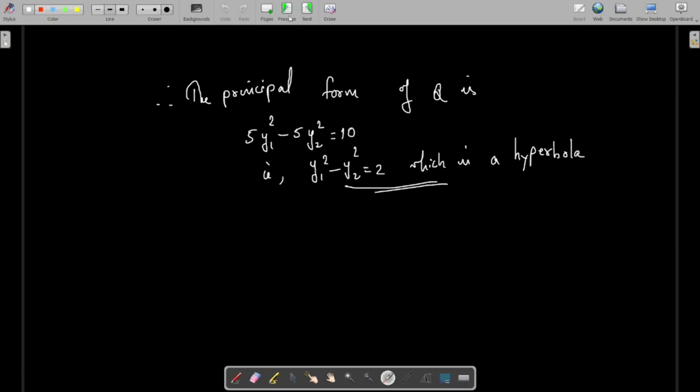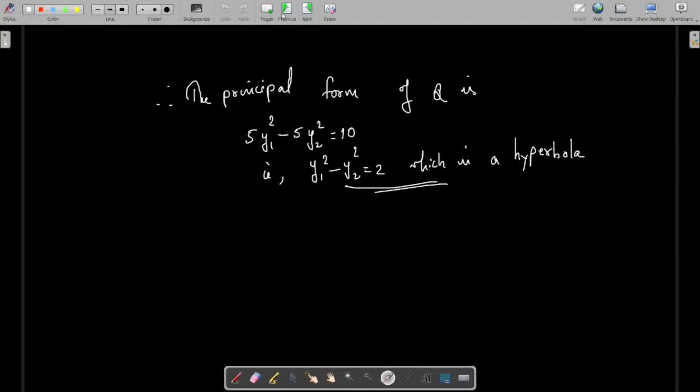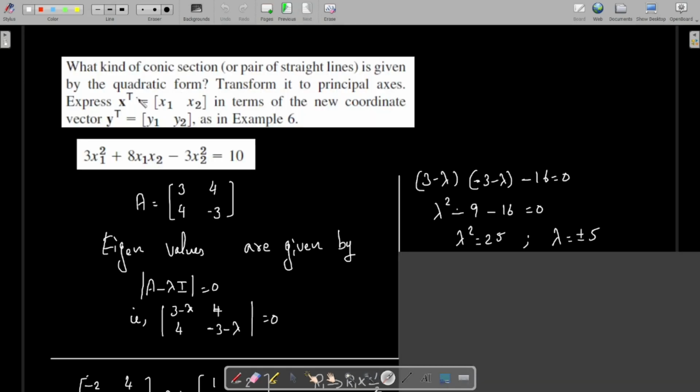Therefore, the principal form or canonical form of the LHS of the expression is 5y1 square minus 5y2 square equal to 10. In the place of this quadratic form, we substituted the principal form or the canonical form, and that's equal to 10. So cancelling 5, we have y1 square minus y2 square equal to 2. And you know this represents a hyperbola. So we identified the conic represented by this quadratic form.